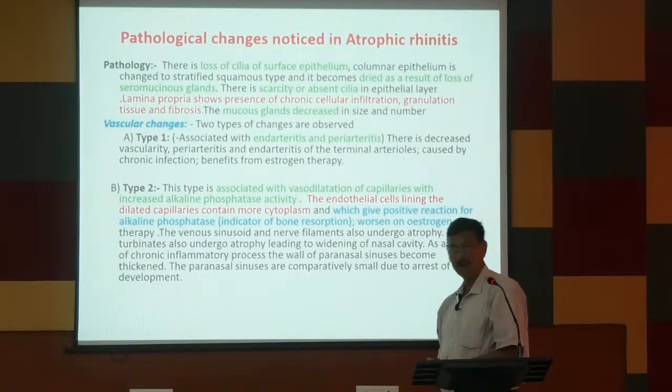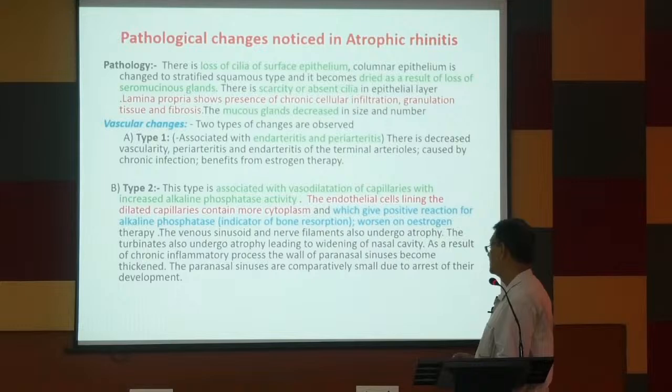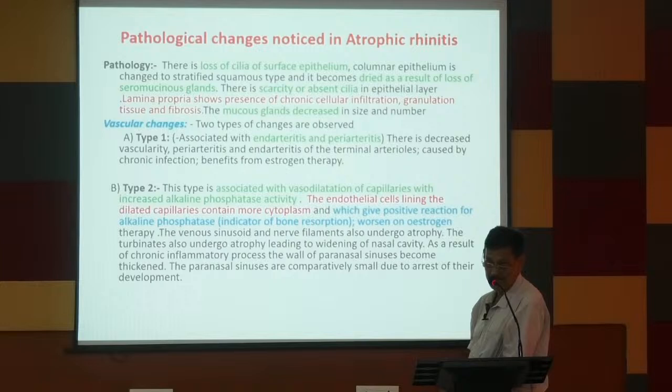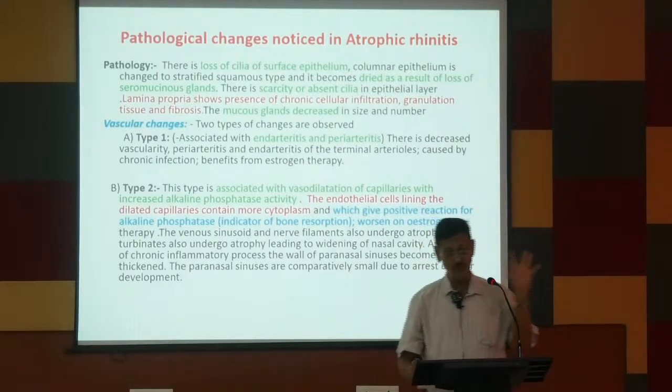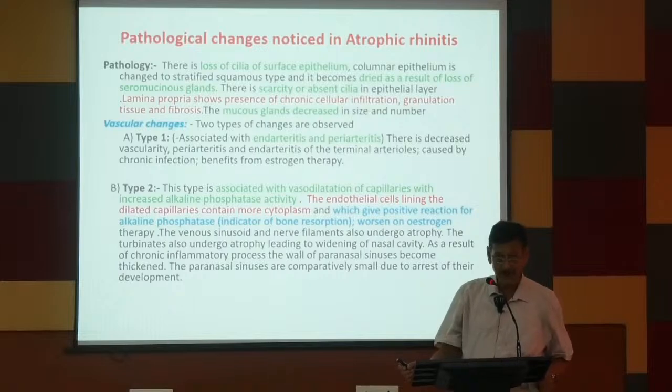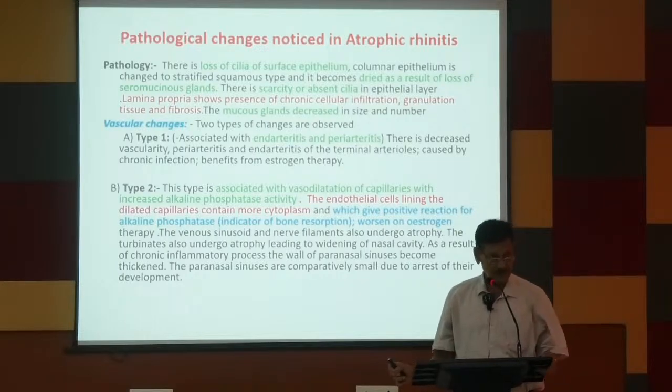Pathological change, as I mentioned in the introduction: there is loss of cilia of the surface epithelium because there is atrophy. There is dryness and loss of cilia, and the pseudostratified columnar epithelium changes into a squamous variety and dries as a result of loss of the ceromucinous gland. When there is dryness and atrophy, the ceromucinous gland goes away, so the secretion will dry automatically.